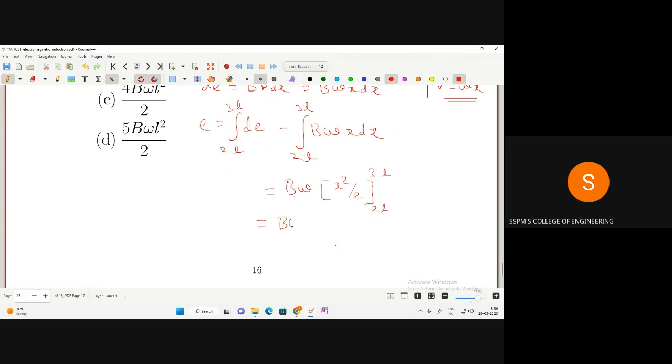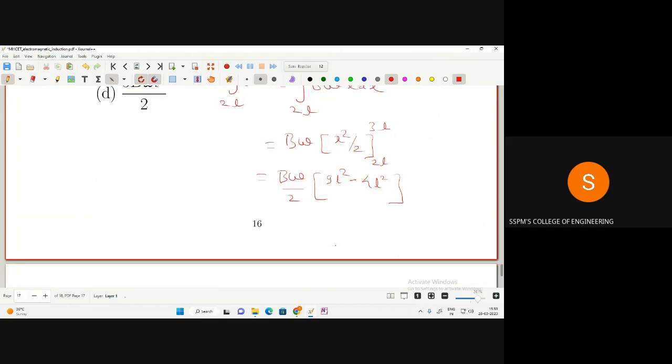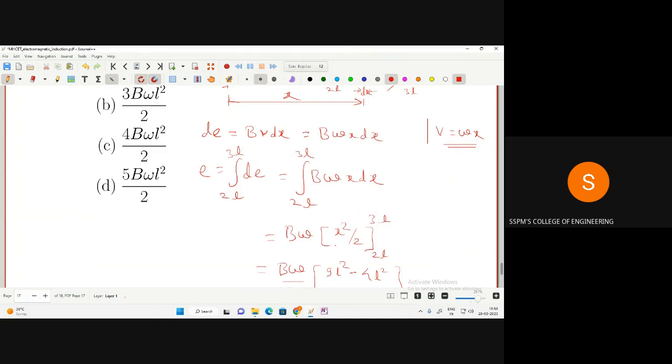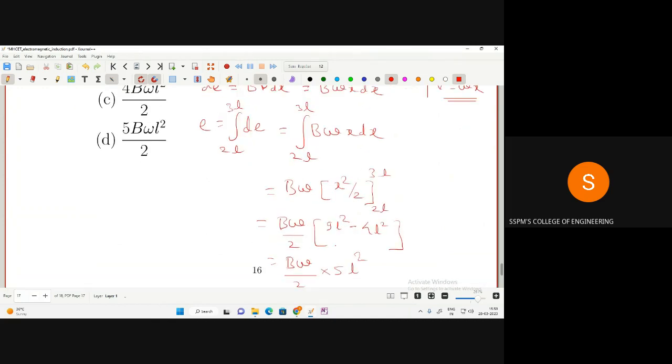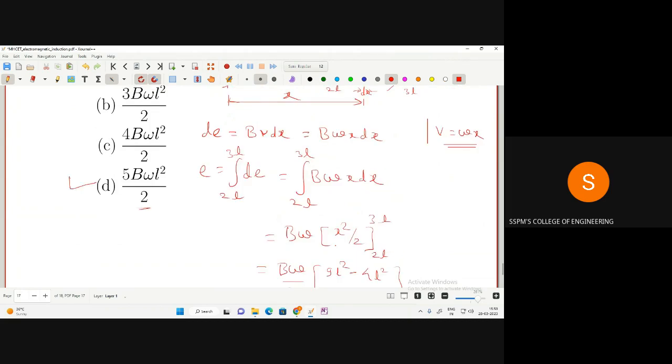It will be b into omega into हे काय येणार बघा 9L square, इथे 2 पण बाहेर घ्यायचे, 9L square minus 4L square येणार, where 9 minus 4 is 5. Get b into omega divided by 2 into 5L square येणार. ऑप्शन बघा इथे कुठला आहे बघा, हे येणार 5b into omega L square by 2. ऑप्शन D is the correct option.